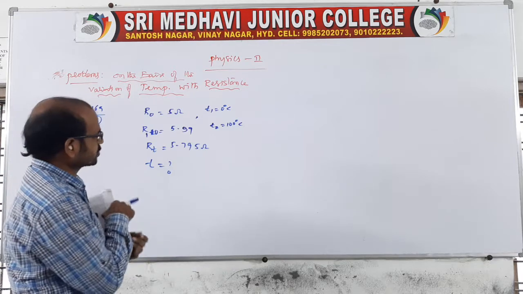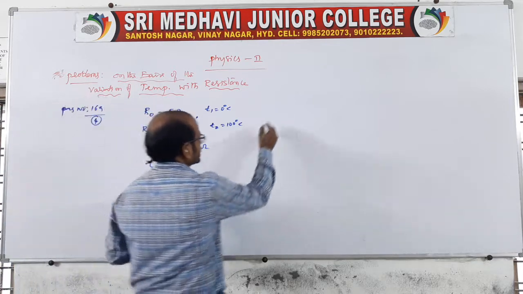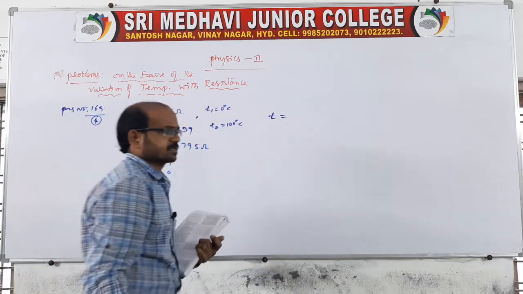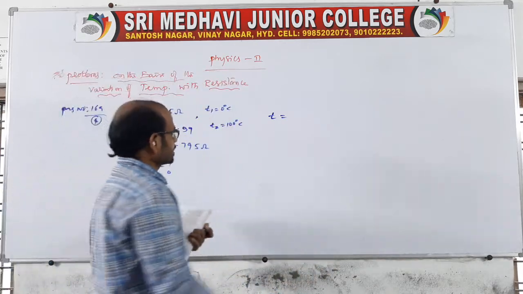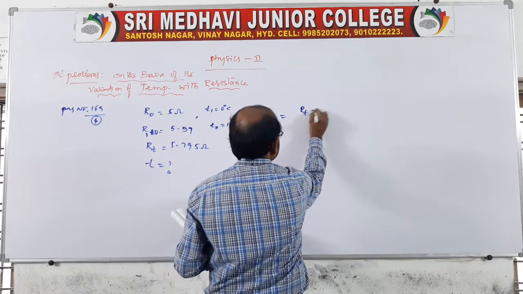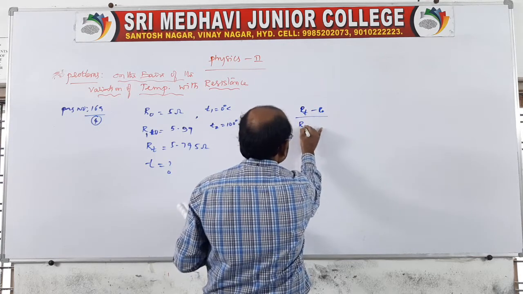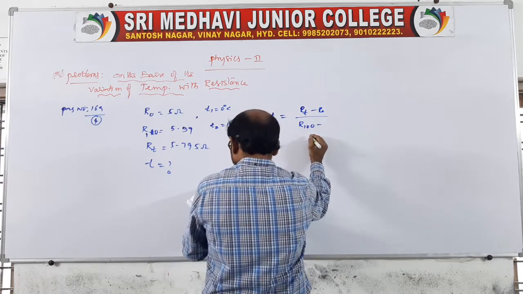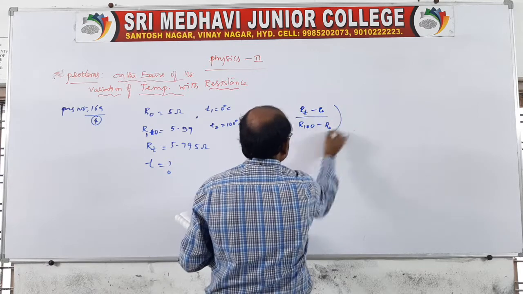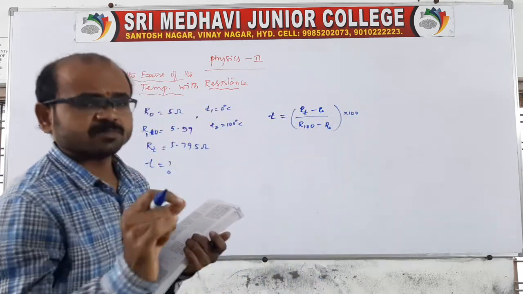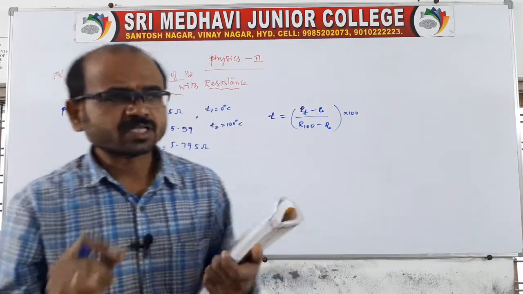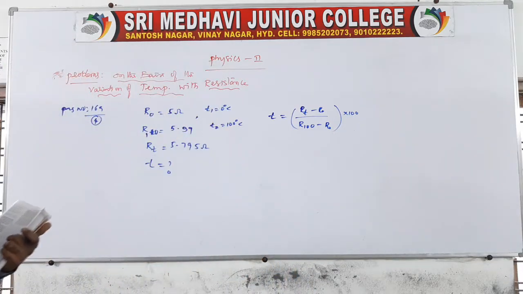Of course, there is one formula, which is there in the first year. We can measure the temperature like this, because the platinum wire resistance becomes like a thermometer. For the thermometer, T is equal to RT minus R0 by R100 minus R0, into 100.